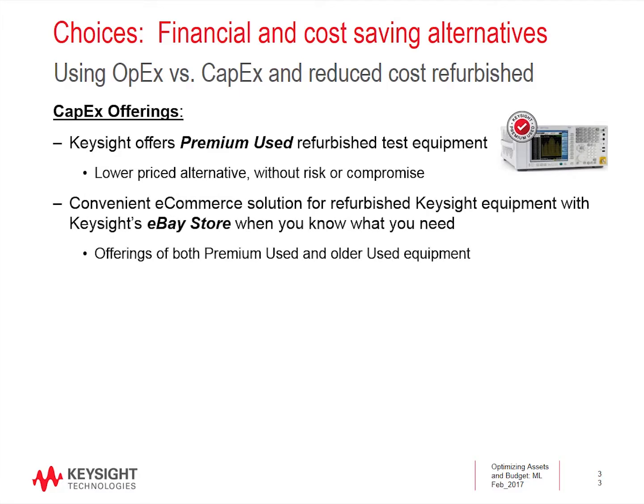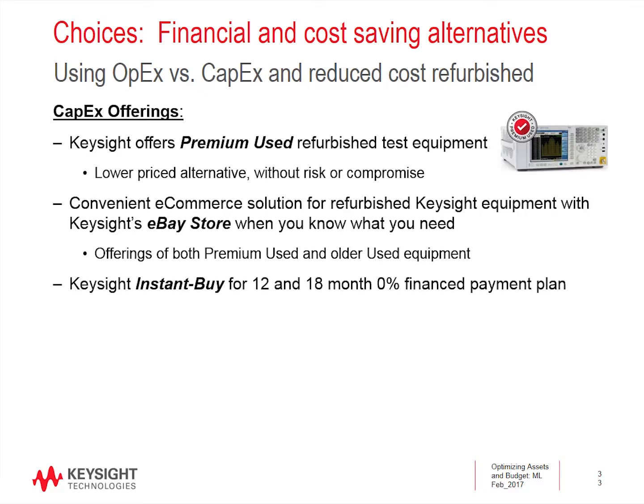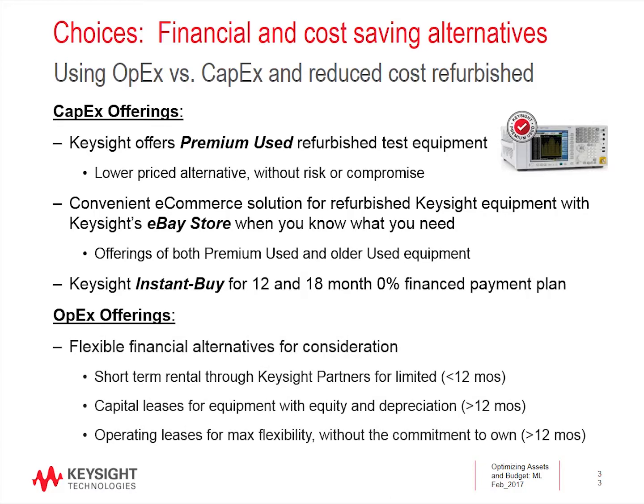Keysight also has a convenient eBay and Alibaba used equipment e-commerce alternative, which for some customers they can take advantage of, and it offers immediate purchase alternatives on select models. Keysight also has a number of financial alternatives available too, including a 12 and 18-month 0% payment program called Instant Buy, and several financing programs available in select regions through either Keysight or through our third-party channel partners.